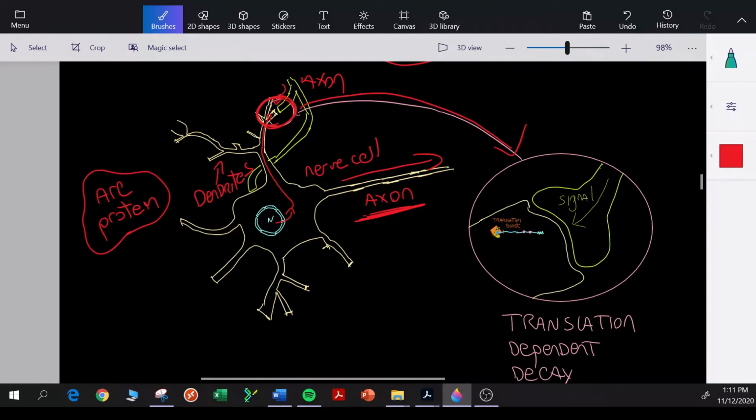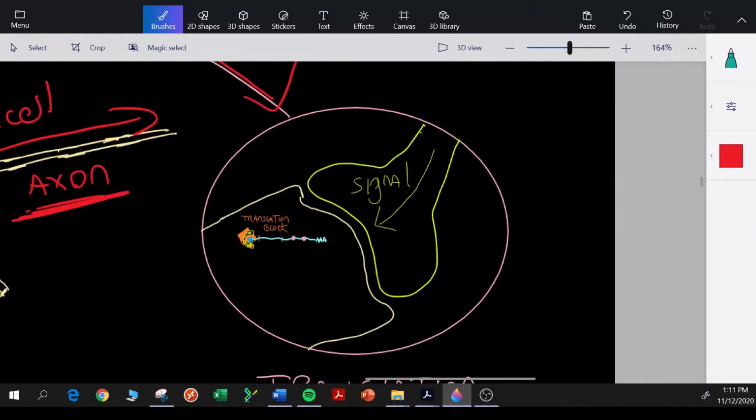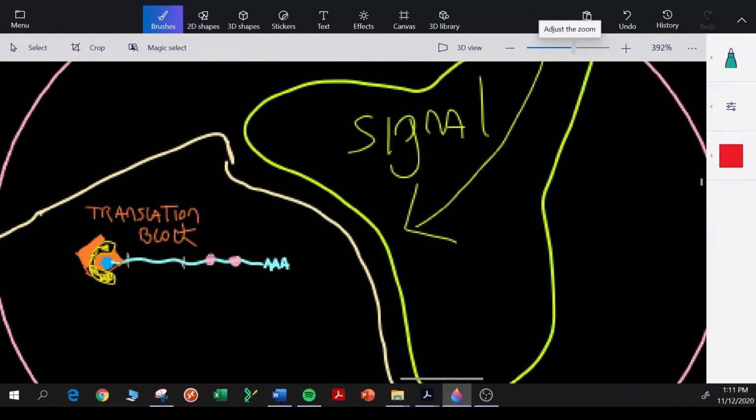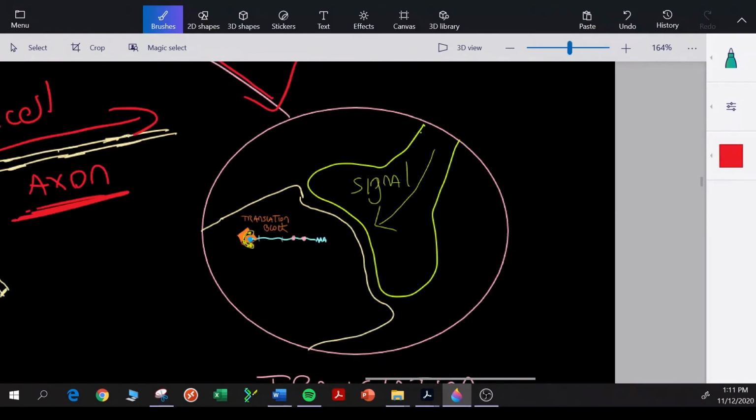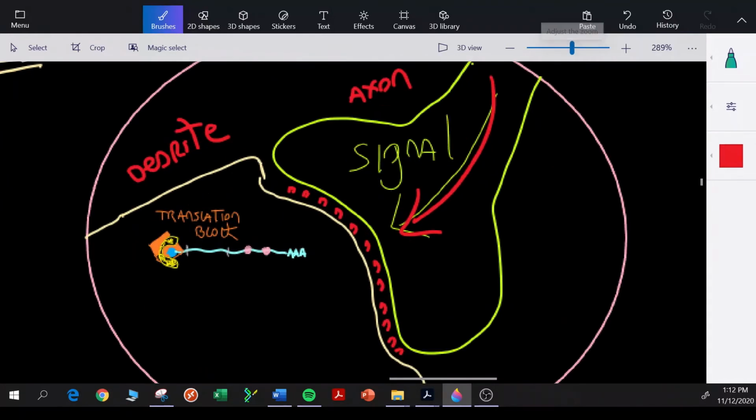So let me zoom in on the synapse over here. So let's see. Here's the synapse. Here is the end of the axon. Here is the dendrite portion of the synapse. And so there's some signaling that's going to happen between these when a signal travels down the axon. So I think you can make out my diagram here.